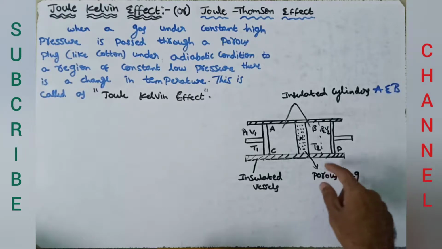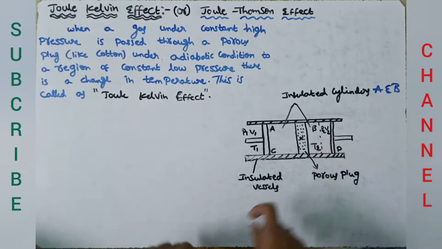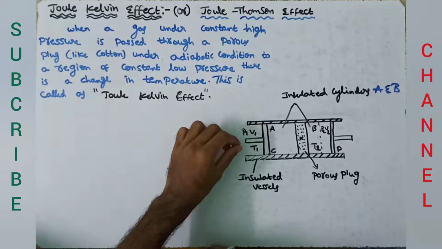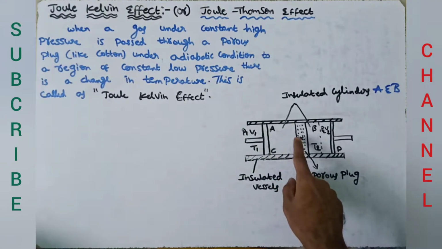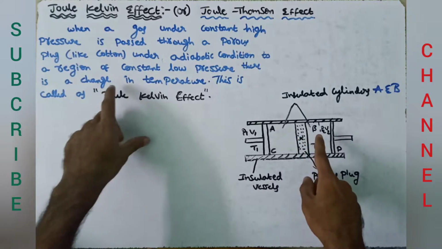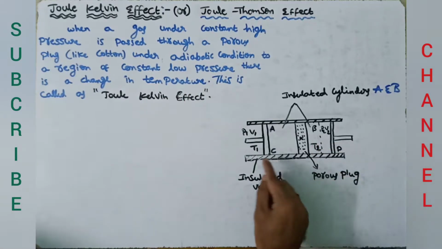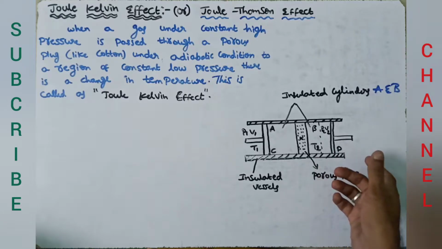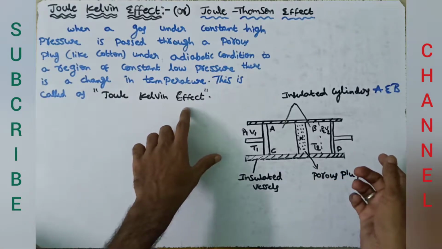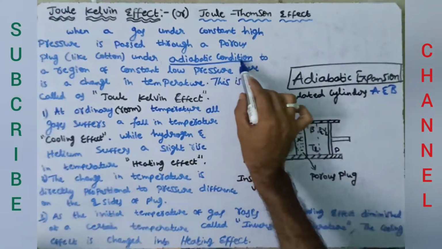In cylinder B, pressure P2 is very low compared to P1. When we move this piston, the gas in cylinder A moves through this porous plug and reaches a region of constant low pressure. Then the gas having temperature T1 becomes T2; its temperature changes. This effect is called the Joule-Kelvin effect. This process is done in adiabatic condition.